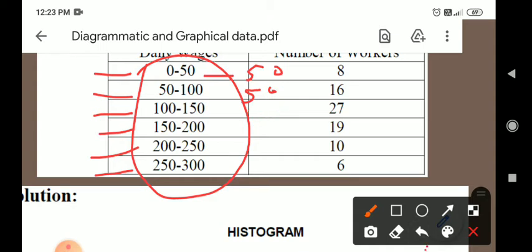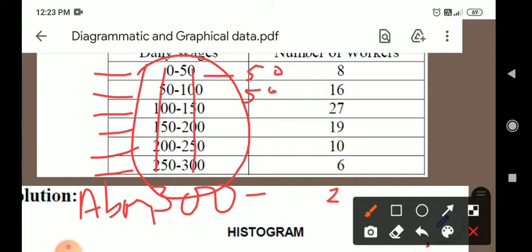So we can use this for drawing a histogram. Also, we do not have any open-ended class. What are these open-ended classes? Open-ended classes means we may get something like, suppose the next class is 300 to, or else above 300. Above 300 cannot be plotted on a histogram because it is open-ended, it doesn't have any end. All these have a lower limit and an upper limit here.